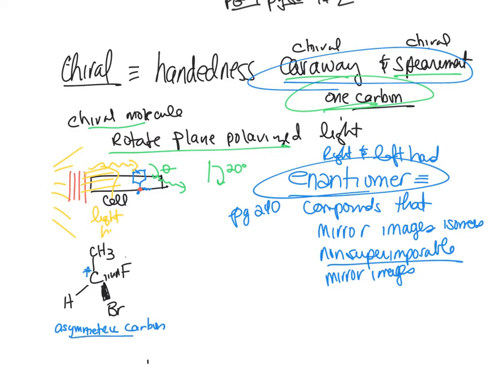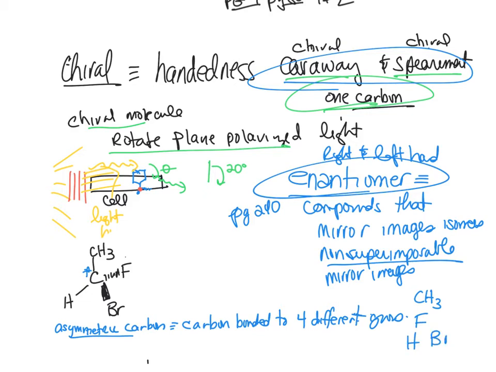And an asymmetric carbon is a carbon bonded to 4 different groups. So you have to be able to find those asymmetric carbons. So what is that carbon bonded to? It's bonded to a CH3, a fluorine, a hydrogen, and a bromine. Do you see how each of these 4 is different? So that makes that an asymmetric carbon.